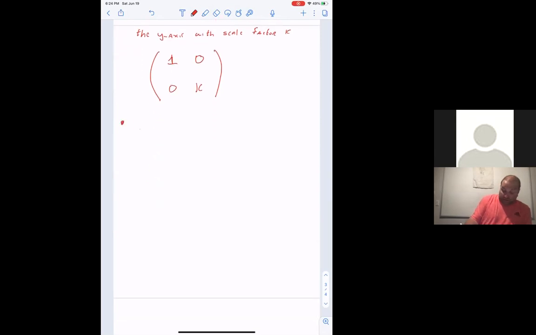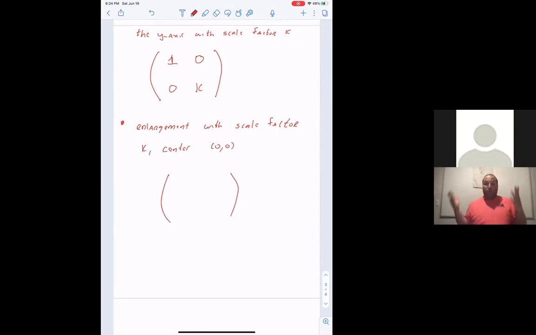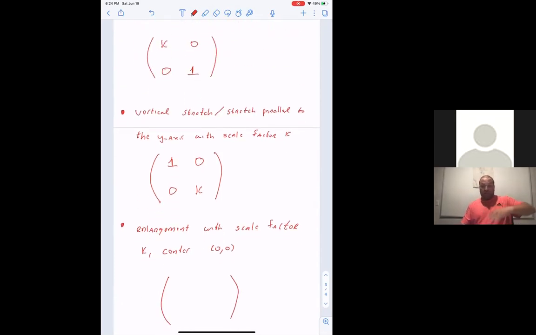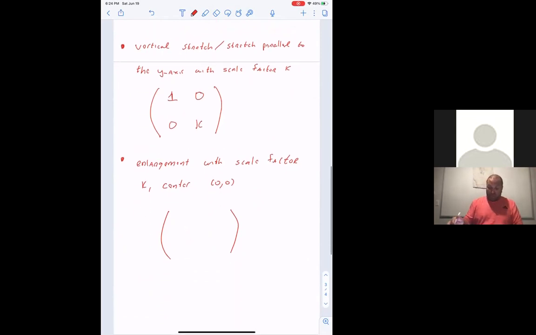Next, if we have an enlargement with scale factor k, center 0, 0, maybe you can kind of discern what it is, because an enlargement is both stretching in the x and y directions. And as we see, a stretch in the x direction has a k in the first row, first column. A stretch in the y direction is a k in the second row, second column. You want to do both, so we will put a k in both of them.